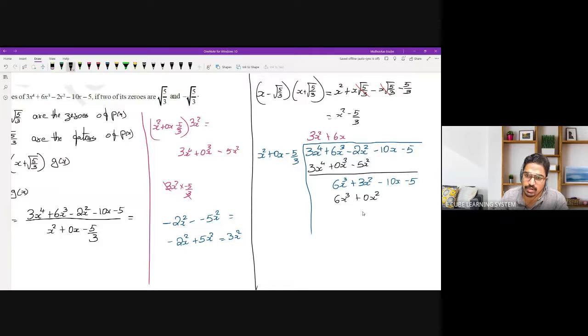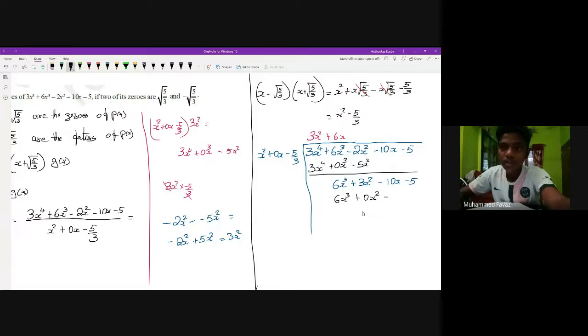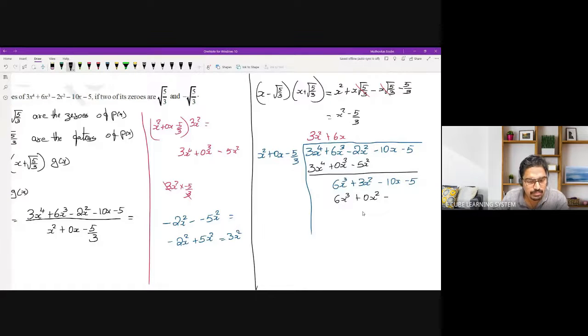6x cube plus 0x square minus 5 minus 10. Minus 10x. On subtracting, we get 3x square plus 0x minus 5.